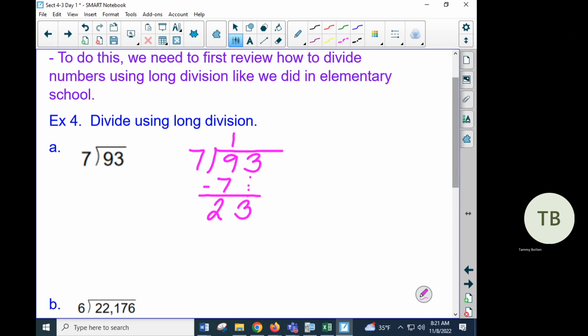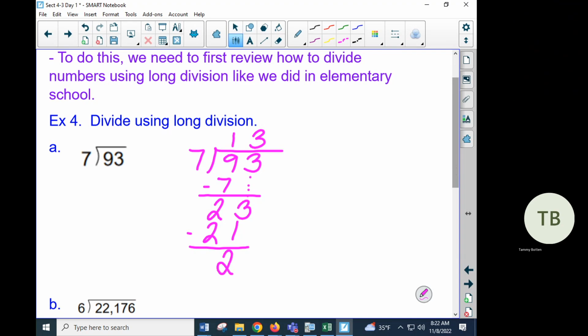And then do you remember bringing this 3 down? And then looking at how many times does 7 go into 23? You're looking at like 7 times 2 is 14. 7 times 3 is 21. You want to get that biggest multiple that's just below 23, okay? Well, 7 times 3 is 21, so I'm going to put a 3 here, and I'd look at 3 times 7 is 21, and then I subtract it, okay? And 23 minus 21 is 2.